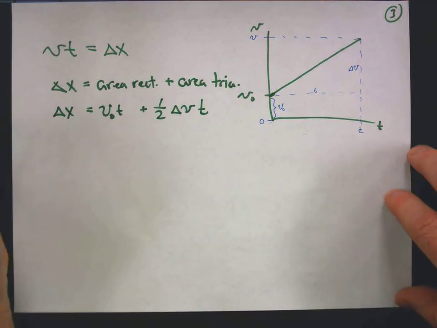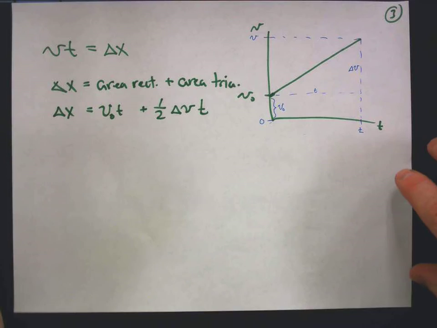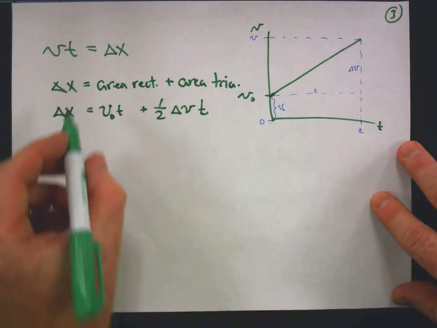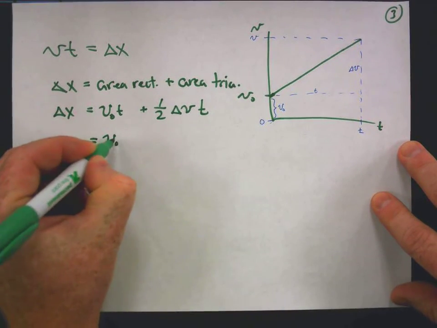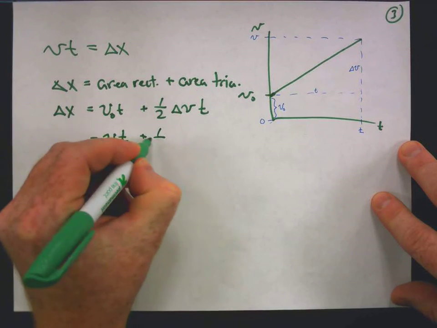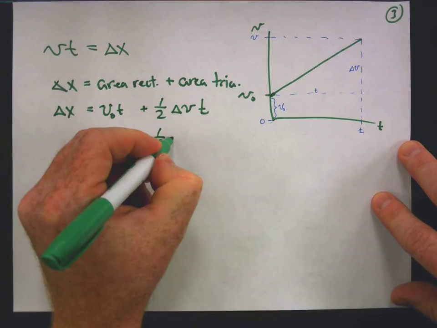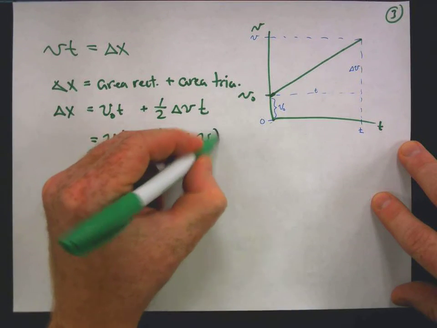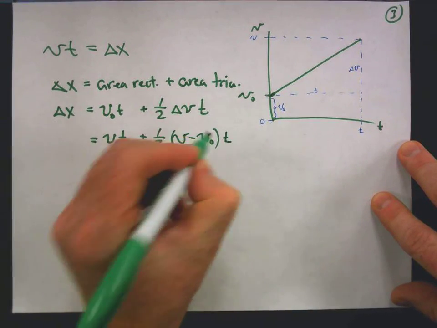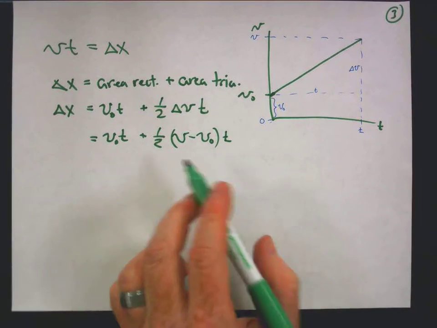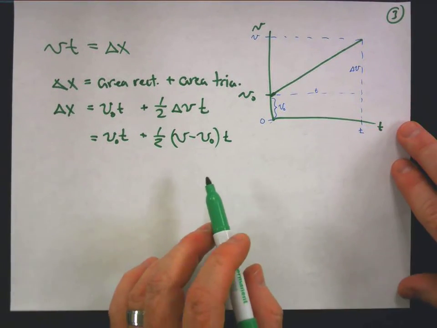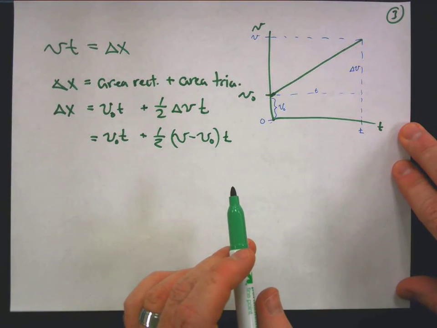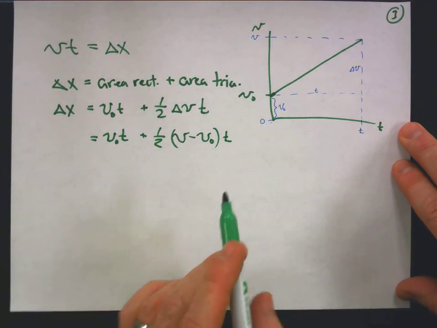Now, check this out. I'm going to expand that: v-initial t plus 1/2 t times delta v, where delta v is final minus initial. No big surprises, no substitutions. That was just an expansion of the delta v. And now this is cool. There's something else here.